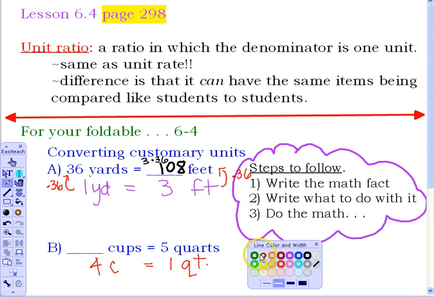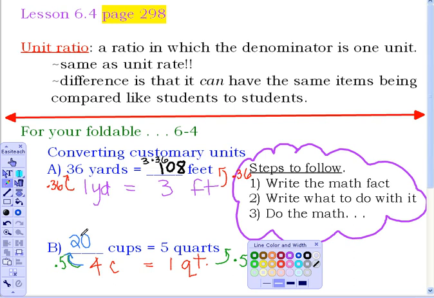Again, we're going to look at the math that's involved here, and we're always going to be doing that multiplication or division. So in this case, to go from 1 quart to 5 quarts, we have to do a times 5. So guess what we're going to do on the other side? We're also going to do a times 5. And now we go through and do that math. So 4, follow the arrow, times 5 is 20. There are 20 cups in 5 quarts.